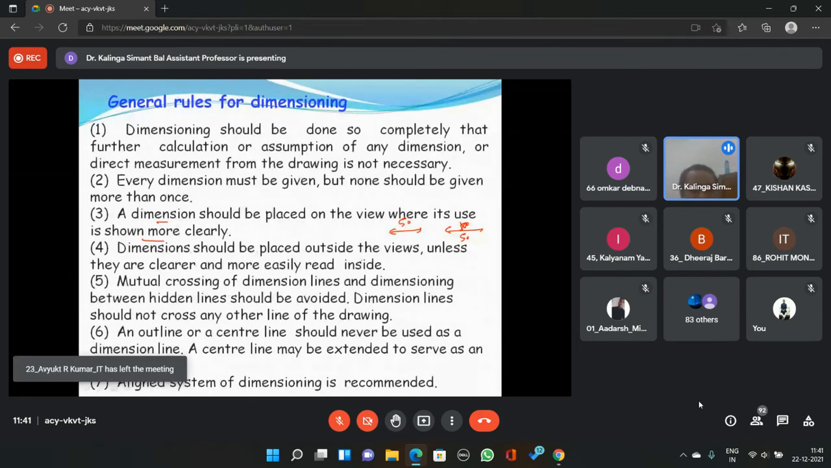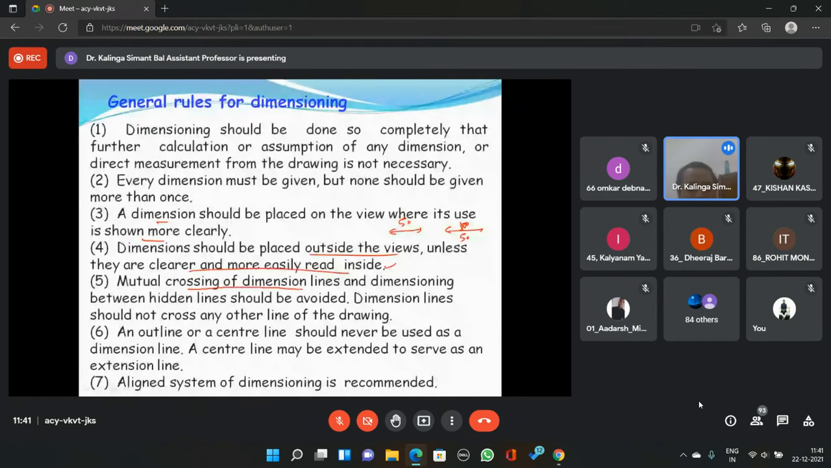The dimension line should be placed outside the views. Like I said, it should be placed outside the view unless they are clearer and easier to read inside. This is very important because anything we put inside the diagram, a person who is looking at it for the first time may, in the process of processing that product, think that it is a part of the drawing. So the dimension line should be outside the view of the drawing.